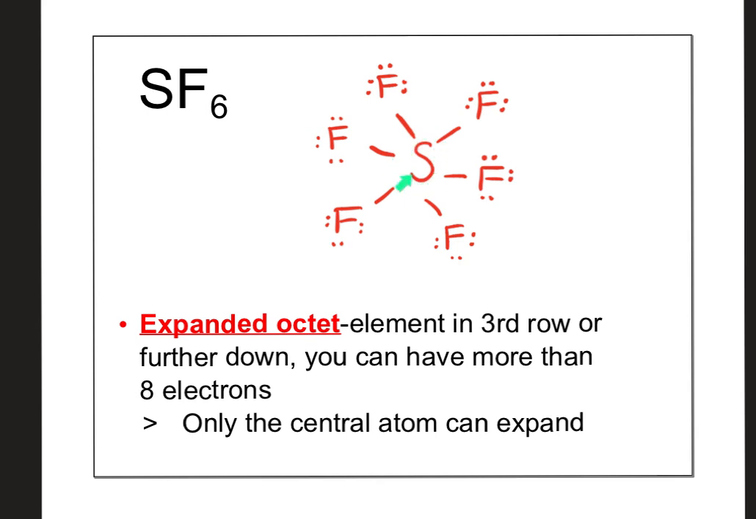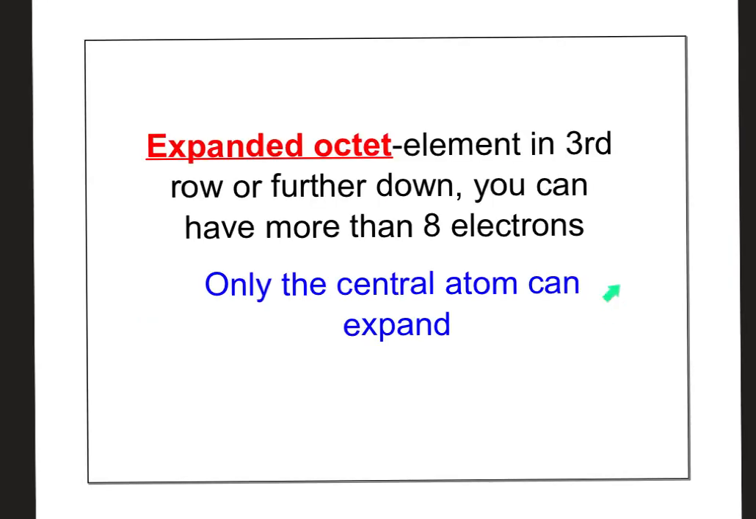Only the central atom in the middle can take one for the team and have more than 8, and he has to be an element that's in the 3rd row or lower down on the periodic table. It just means he's big enough to do this. So let's make sure you add that to your notes.